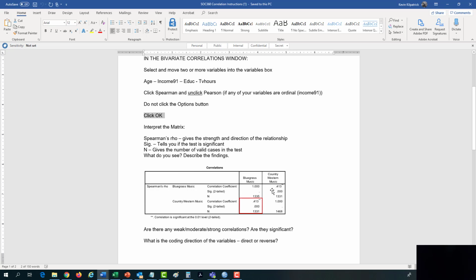Here is an example of a correlation matrix. This is with only two variables, bluegrass music and country western music. We're trying to find out if there's a relationship between these two variables. Remember, we clicked Spearman. So Spearman's rho, which is right here, gives the strength and direction of the relationship.